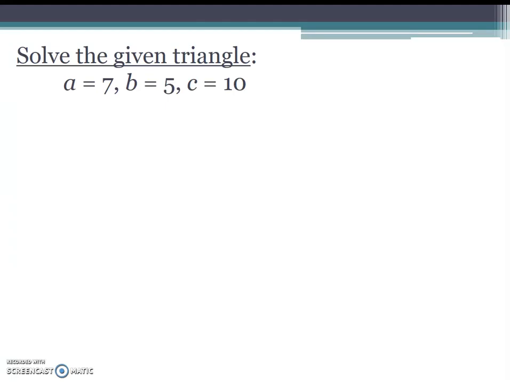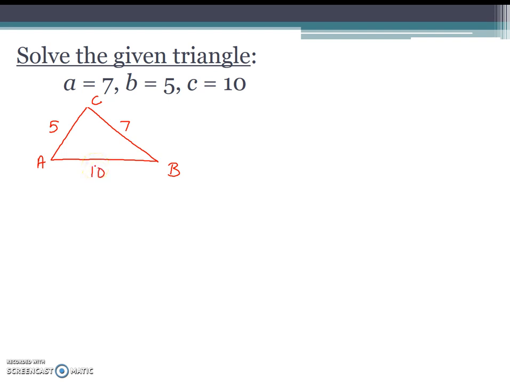In this video, we'll talk about how to use the law of cosines to solve an oblique triangle. In this particular case, we're going to start with the three side lengths of a triangle. So as always, let's start with a sketch and label the initial information. So we've got 7, 5, and 10 here.